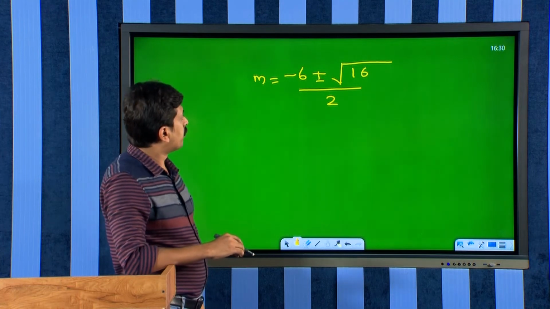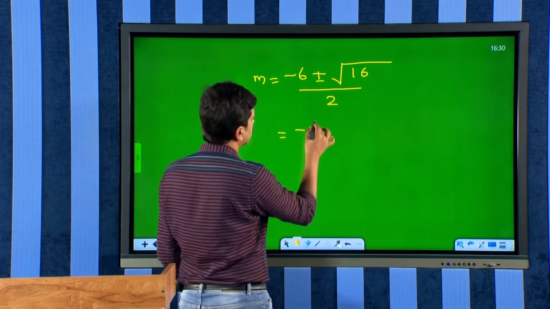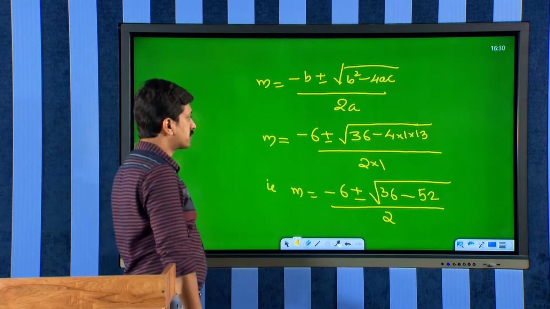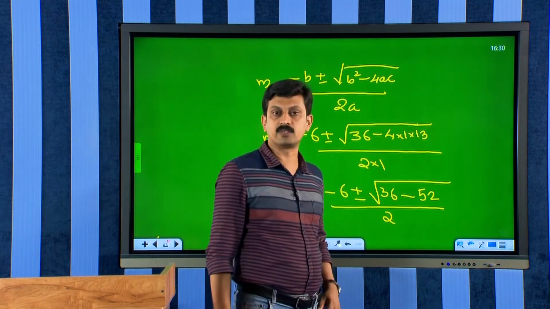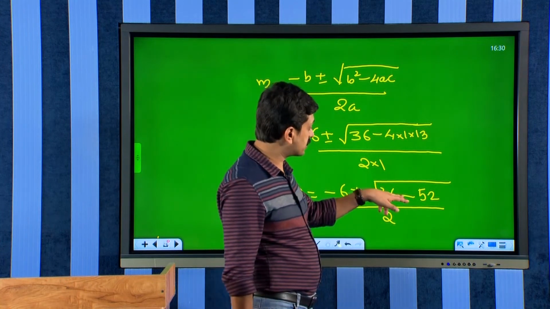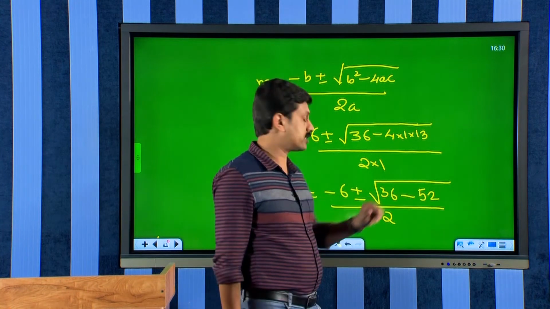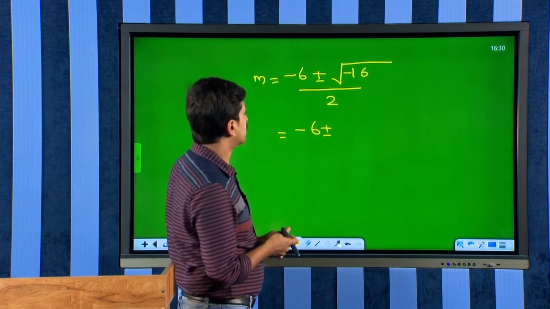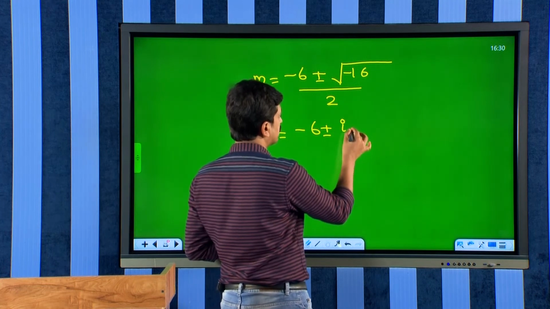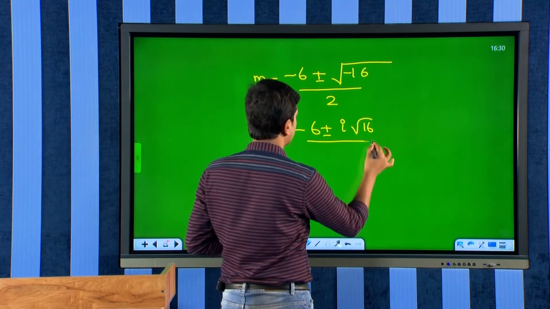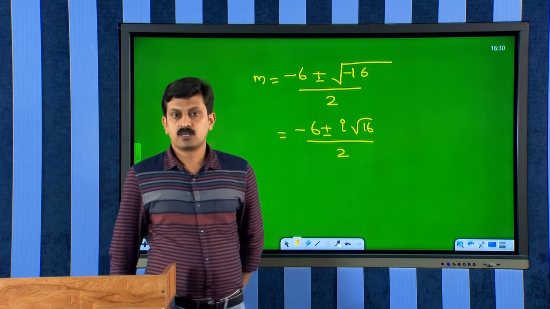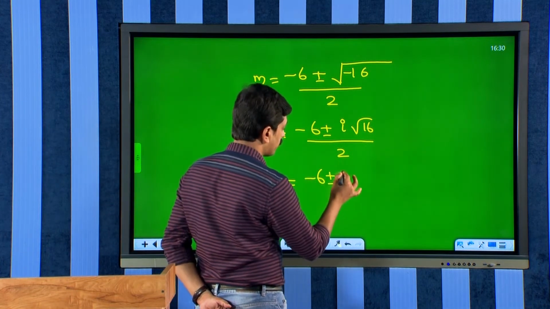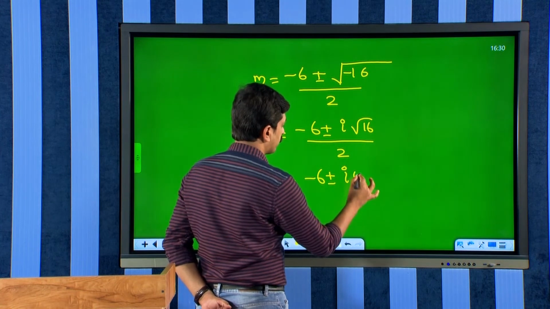So this is minus 16, because 36 minus 52 gives minus 16. Here inside the root the minus 16 is there. Therefore, i root 16, divided by 2. Thus, this is equal to minus 6 plus or minus root of i root 16 divided by 2.